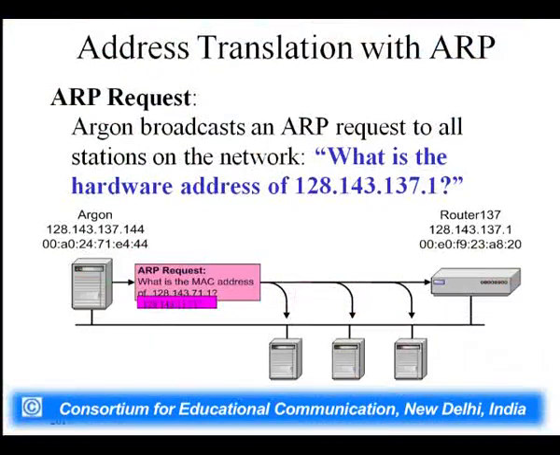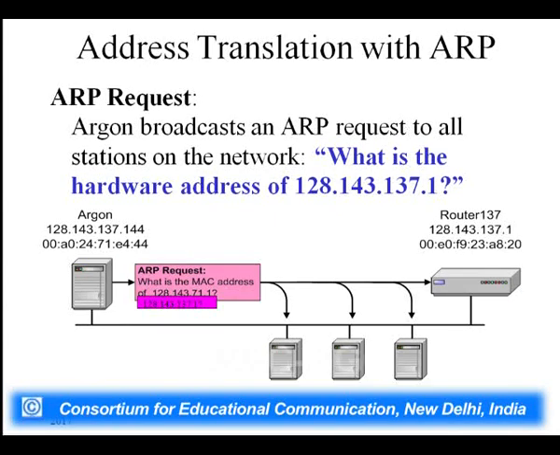Now, how does this translation take place? If you look at this, on a network, on the left hand side, a machine broadcasts an ARP request to all stations on this network. That means on the left hand side, there is a machine whose IP address is 128.143.137.144.